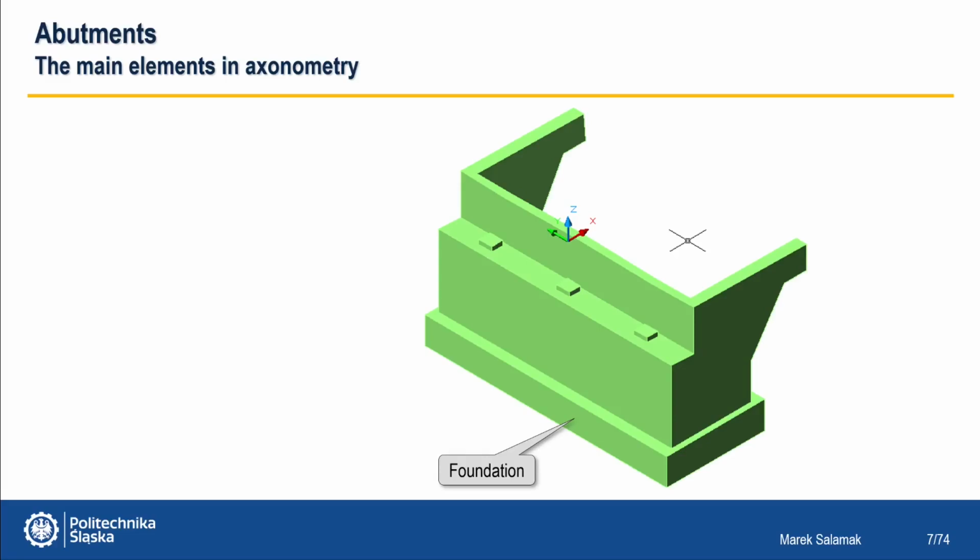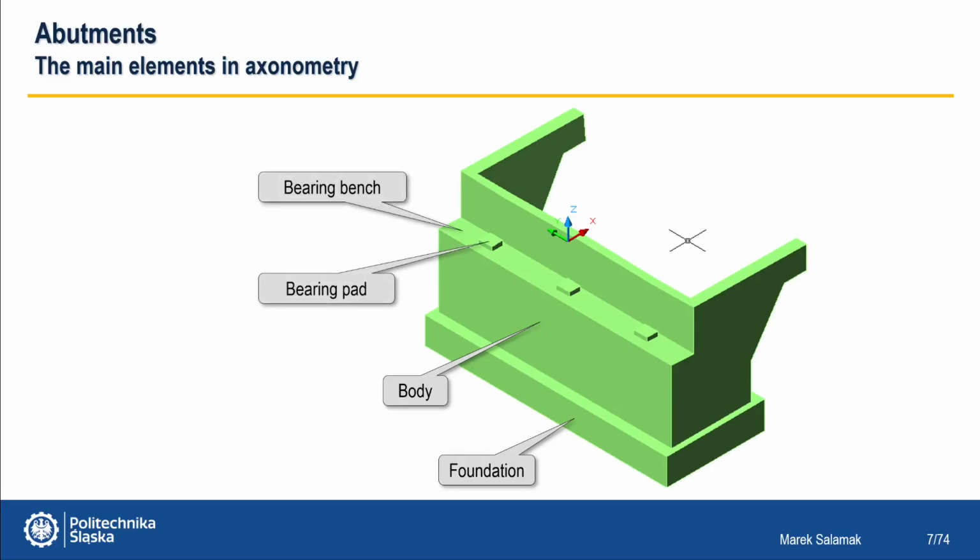Going from the bottom, we have a foundation. Then we have the abutment body, which can be massive or open. It's just massive in this example here. Next, we have a bearing bench on which there are bearing pads. Bearings are placed directly on them. The girders of the superstructure usually rest on bearings.